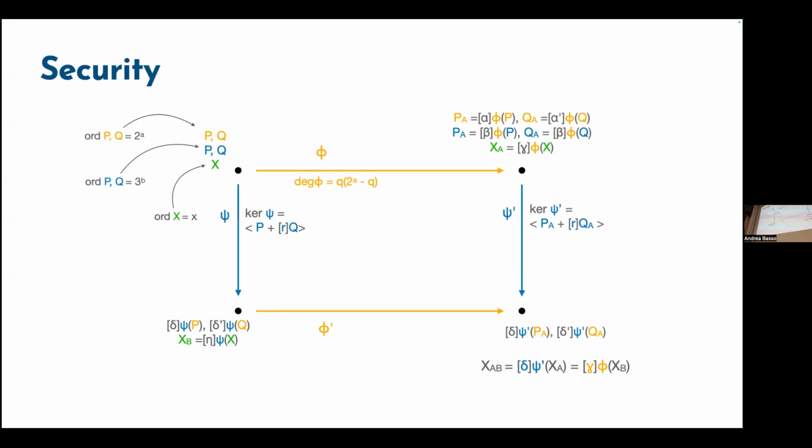In terms of security, the actual problem that we're relying on is the hardness of computing this point X_AB, given all the information that is public. The information on that curve, the information on this curve, and the information on that curve down there.